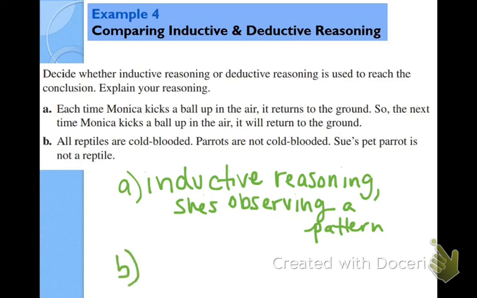Letter B, it says all reptiles are cold-blooded. Is this an observation or is this a fact? It's a fact. Parrots are not cold-blooded. Is this an observation or a fact? Fact again. So Sue's pet parrot is not a reptile. So this is deductive because it's based on facts.